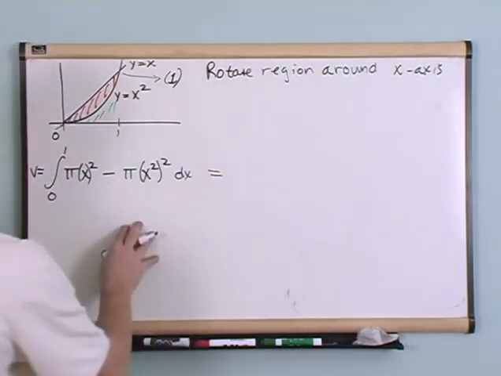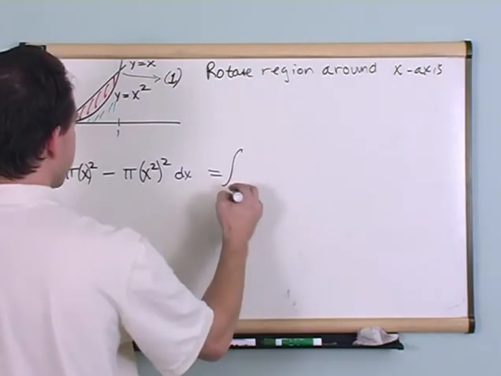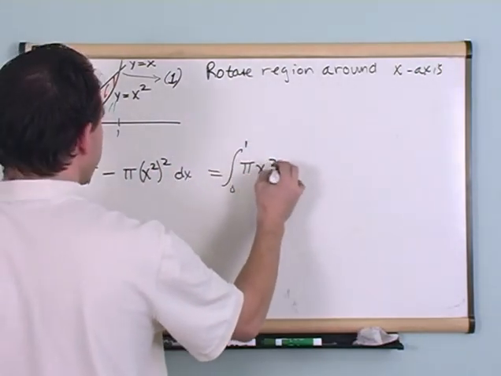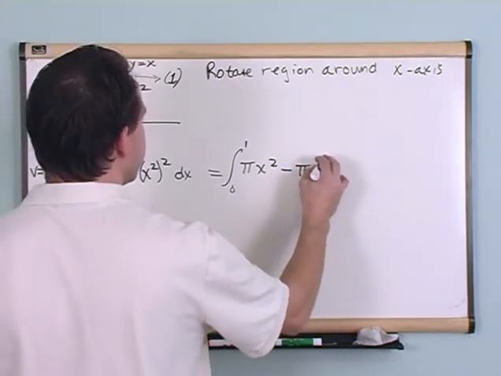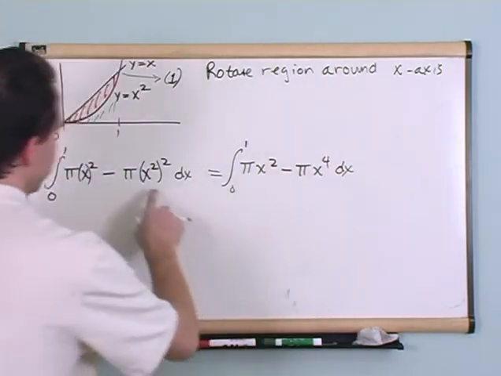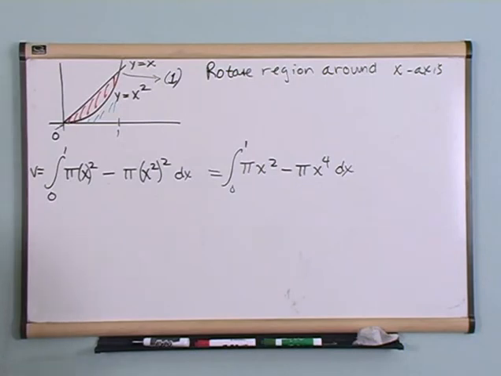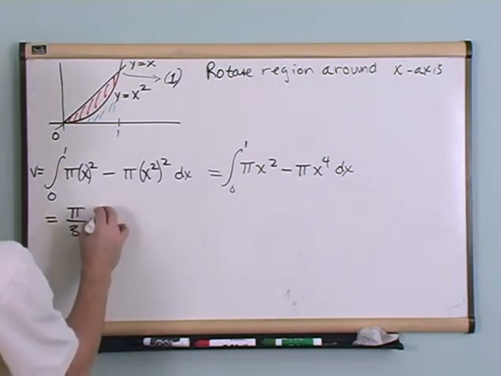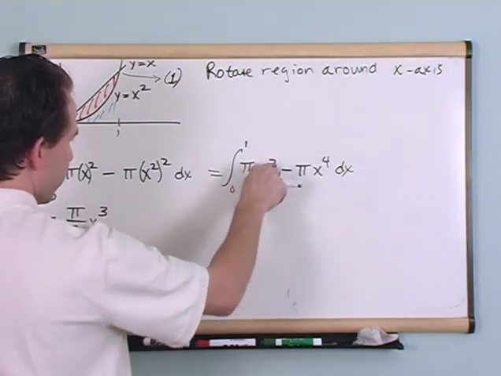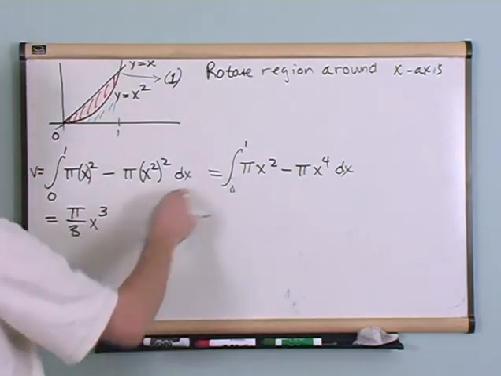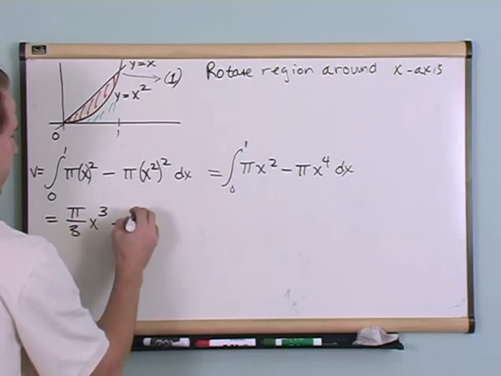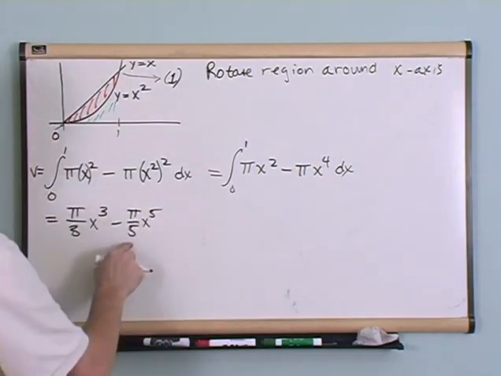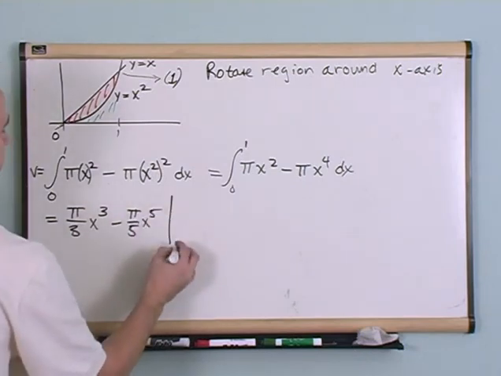So in order to proceed, you just have the integral from 0 to 1 of pi x squared minus pi x to the 4th dx. You just multiply those exponents there. And then over here you'll have pi over 3 x to the 3rd when you do this integration, pi over exponent plus 1, x to the exponent plus 1, minus pi over 5 x to the 5th for the same reason, the exponent plus 1 here and here, evaluated from 0 to 1.